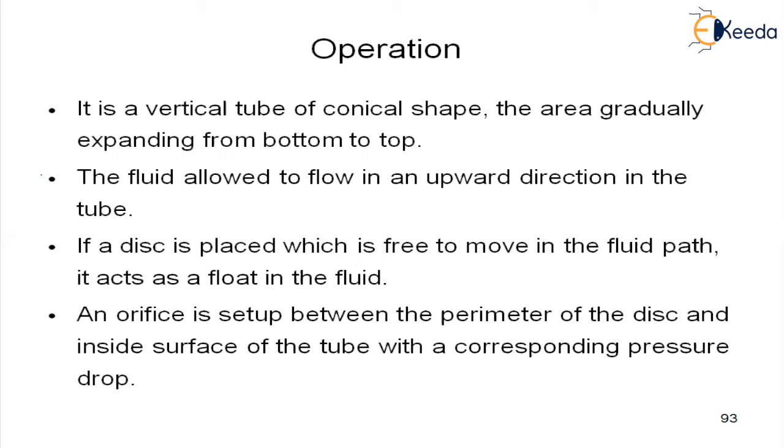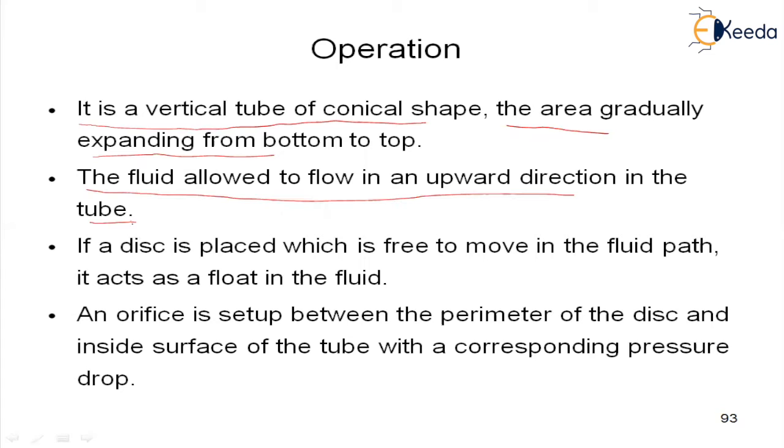Now here it is a vertical tube of conical area. Then I will show you practically a conical shape. Already I told you the area gradually expands from bottom to top. The fluid is allowed to flow in an upward direction in the tube. The liquid is flowing from bottom to top in the upward direction, because this is the general structure. Then the liquid is flowing from down to top.